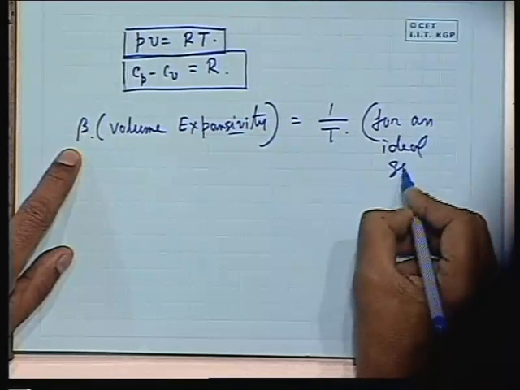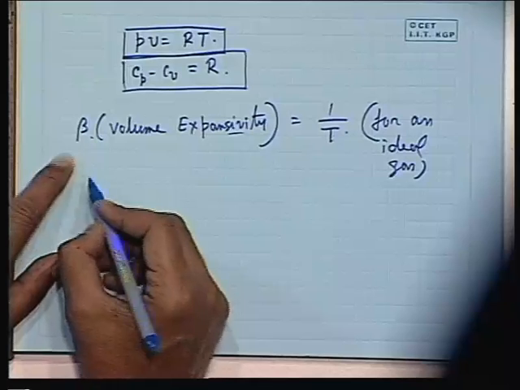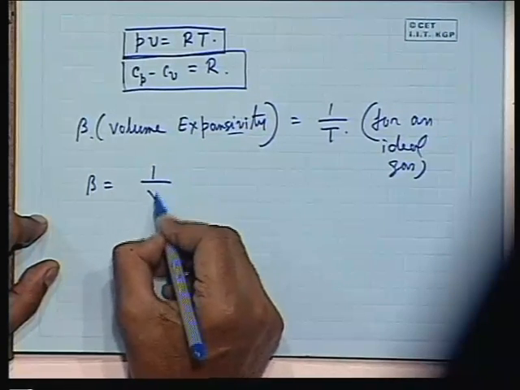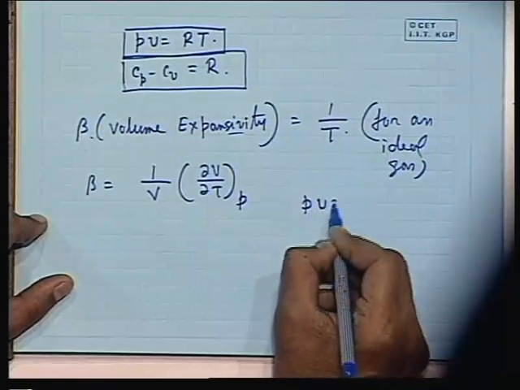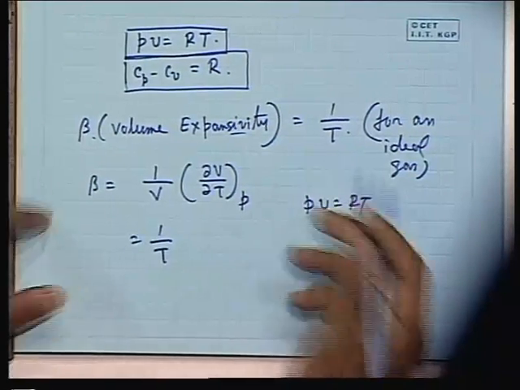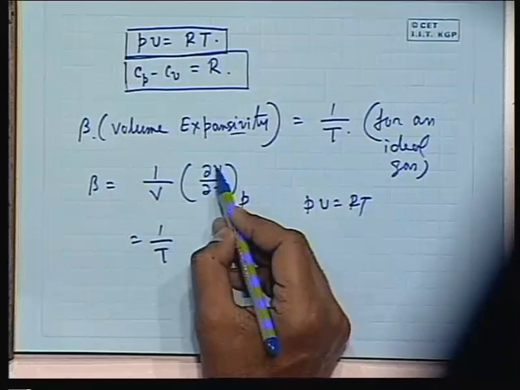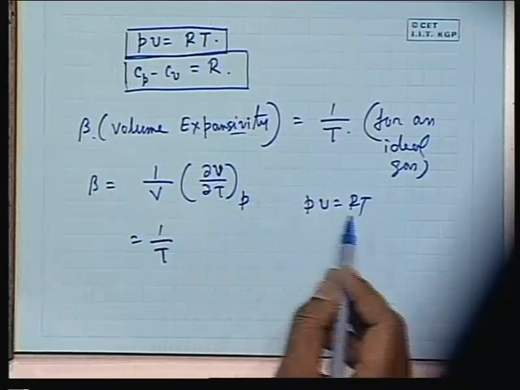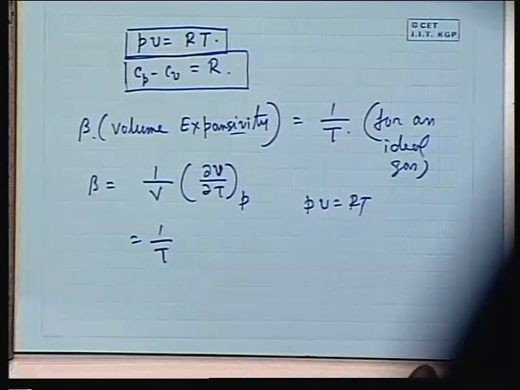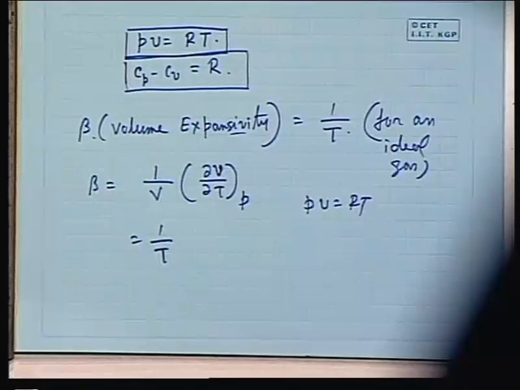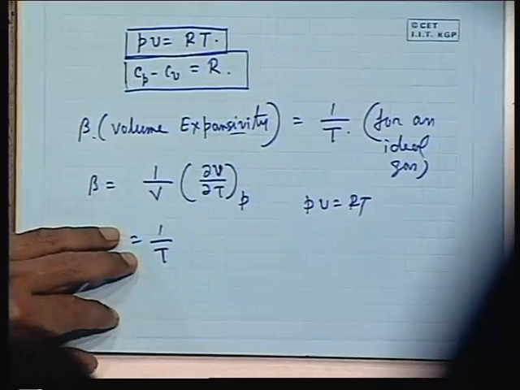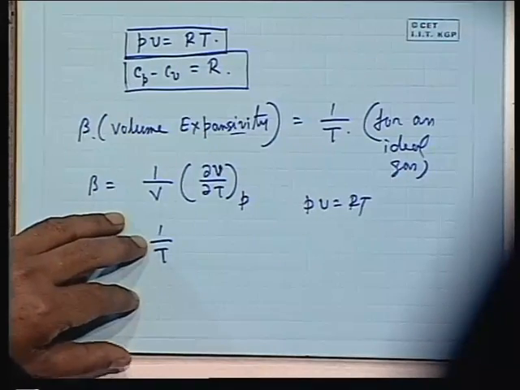How? This I will now prove with a simple two-line proof, primary school level. The definition of beta is 1 by V, del V del T at constant pressure. Very good. Now use PV equal to RT, find this del V del T at constant pressure, and you will get simply 1 by temperature. Volume expansivity has the dimension of inverse temperature, and it exactly becomes 1 by the absolute temperature in the case of an ideal gas.